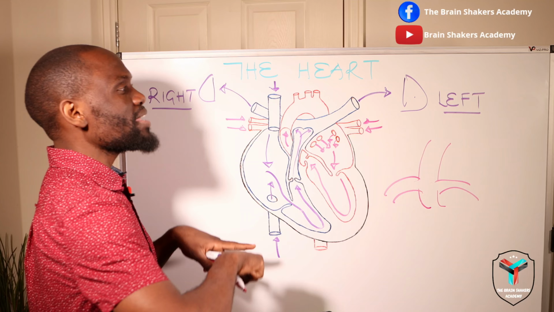Okay, now when blood gets into the left ventricle and there's a ventricular contraction, the ventricular contraction is then going to push that blood to pass through the aortic valve straight into the aorta.